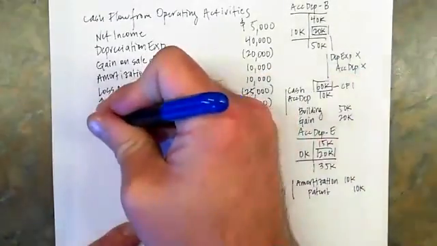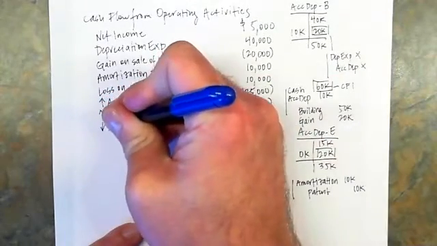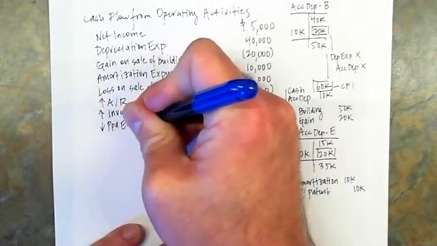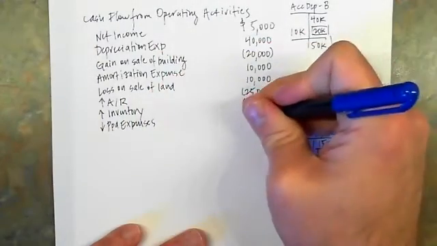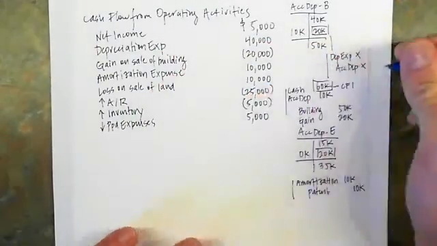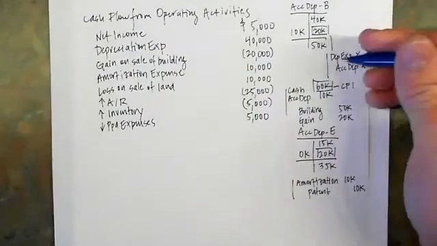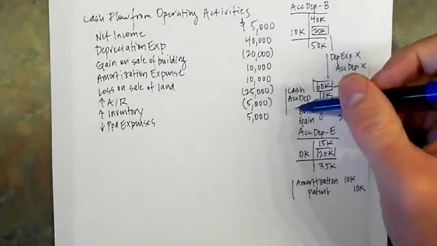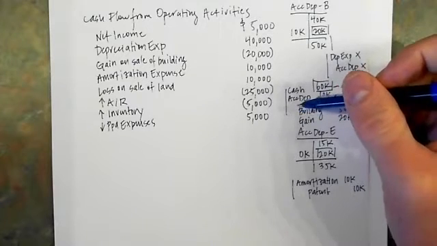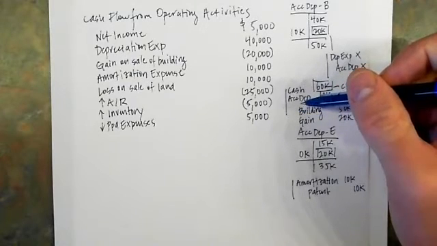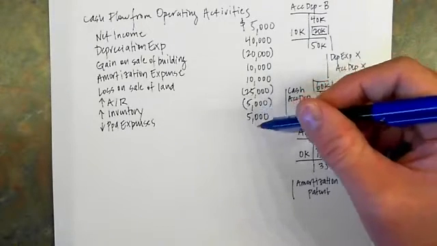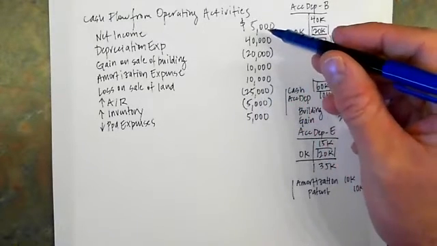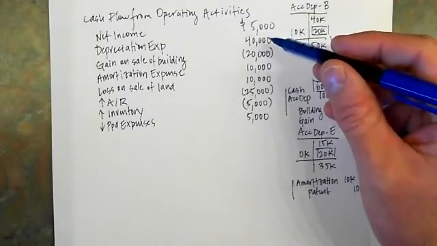My prepaid expenses fell. And because those fell, I want to add them back. Again, the idea is that if they fell, I expensed some of those prepaid expenses, but when I expensed it, I credited an asset account, not cash. And so that expense then needs to be added back to net income to get me to a cash flow number.